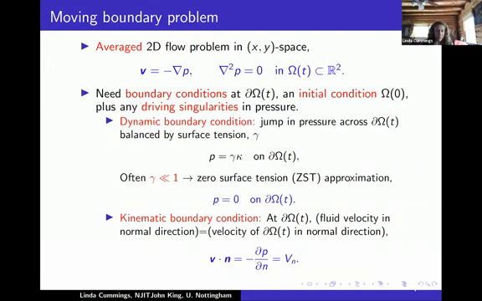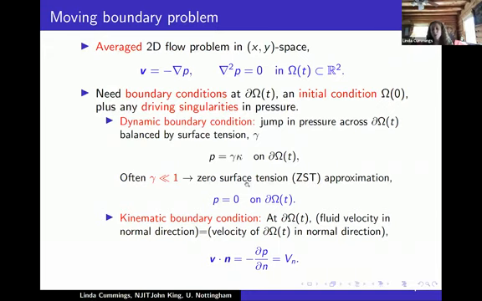Now, in many applications, you can show, or you can assume at least, that this dimensionless parameter gamma that characterizes the surface tension, you can assume that it's small, and it's common to set it to 0 in the theory, and that gives the widely studied 0 surface tension problem, where in fact you just say the pressure vanishes on the moving boundary. So that's one boundary condition, dynamic boundary condition.